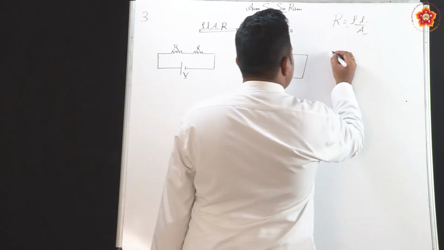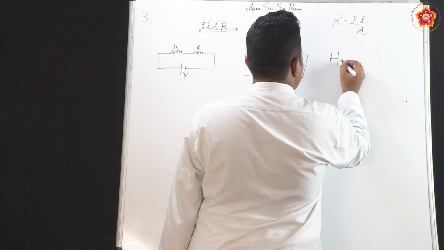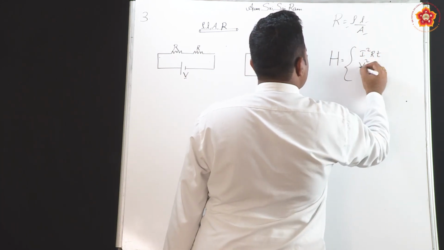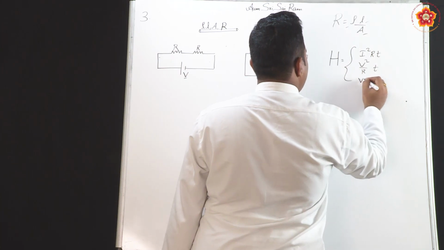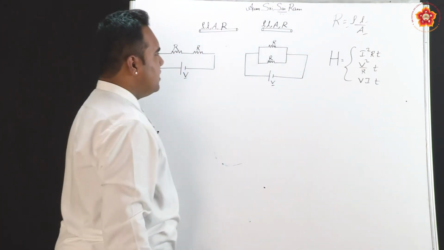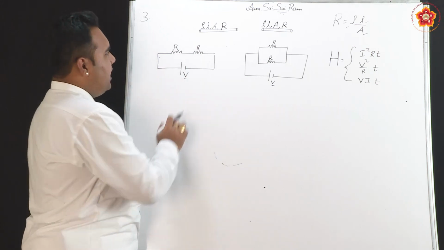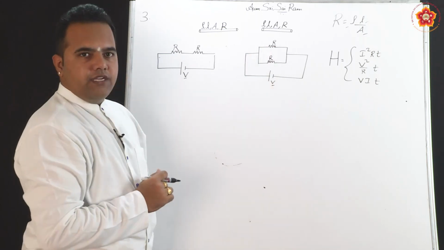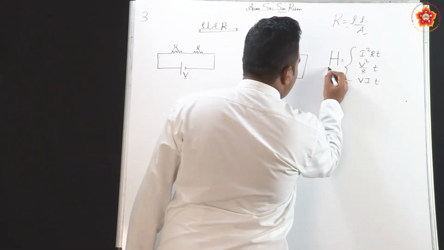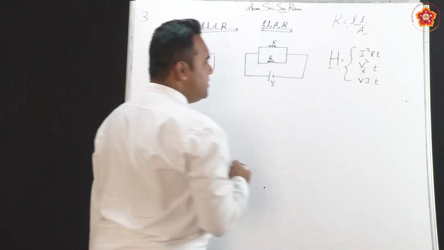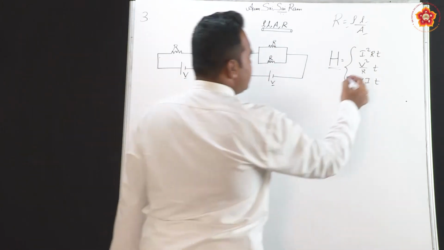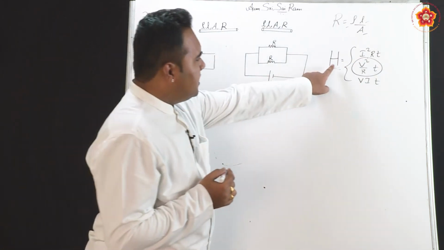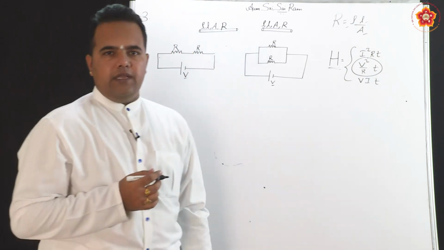Now, we know that there are three expressions for heat energy: I square R T, V square by R into T, and V I T. Now, in this question, I have resistance and voltage. Here also I have got resistance and voltage. So I should choose the formula for heat in such a way that includes voltage as well as resistance, which means I need to use heat energy as V square by R into T.